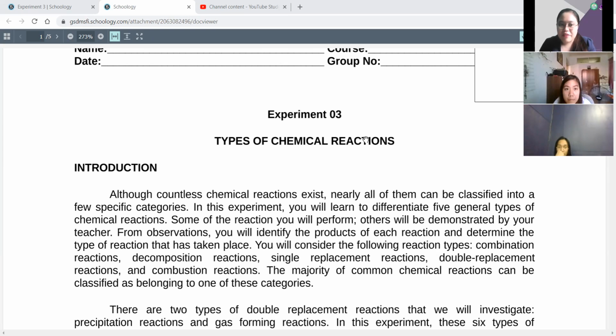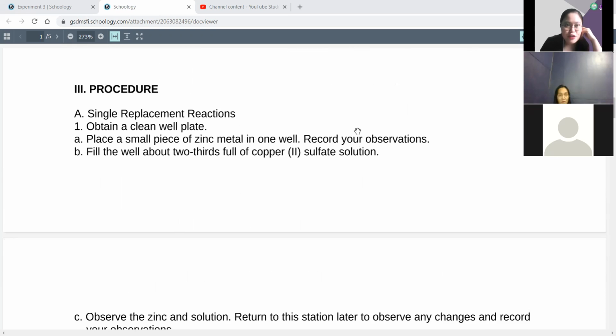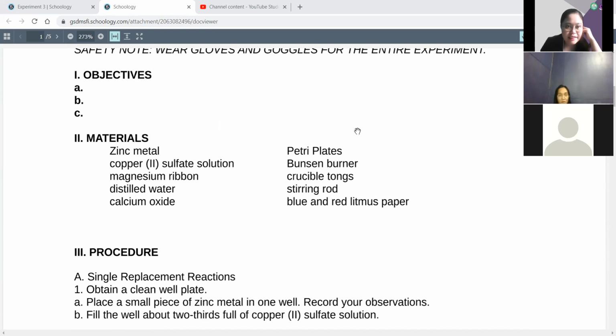And lastly, we have the combustion reaction, which is a type of redox reaction wherein we have a carbon-containing substance to serve as fuel for the flame. And we also have oxygen, so kailangan may oxygen na source. Mag-react silang dalawa to form carbon dioxide and water aside from the flame. So ito yung procedures natin, class.